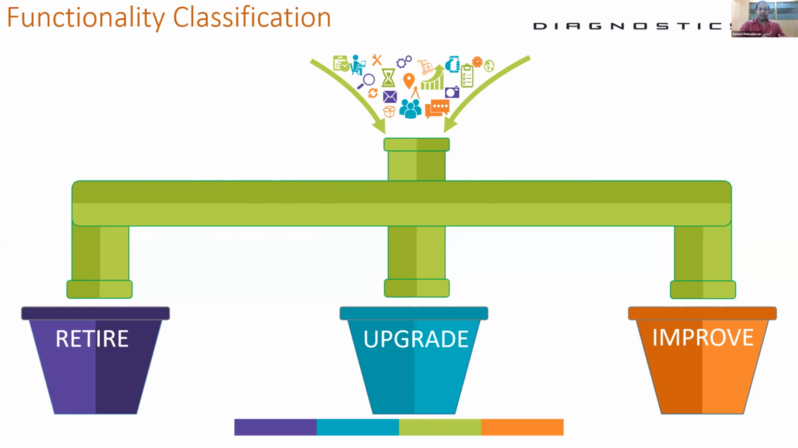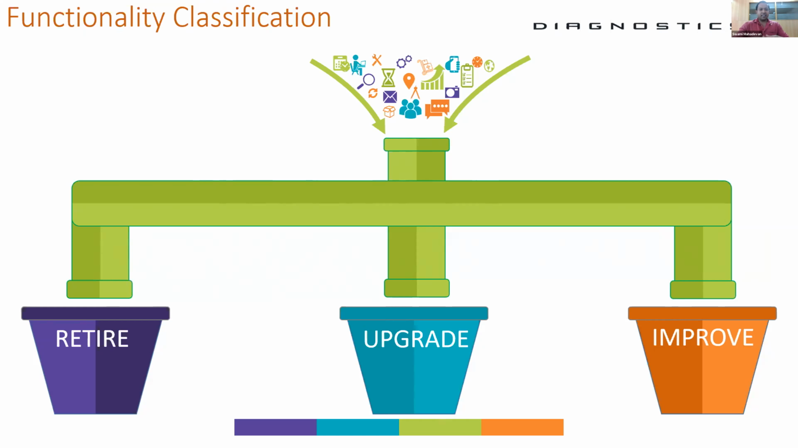And the third bucket is the improve bucket. Here, functionalities which are used by the users but have bottlenecks or have errors or bugs in them are placed in this particular bucket. And the performance of these functions is improved as part of the upgrade.